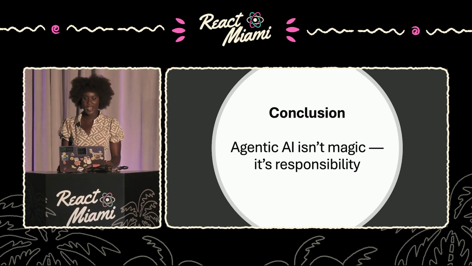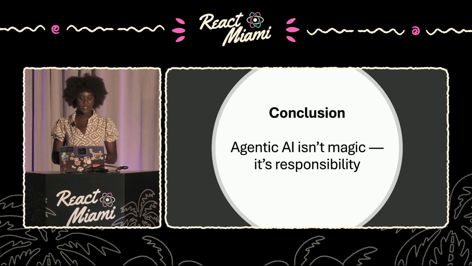Agentic AI isn't magic, it's responsibility. The more autonomy you give a system, the more design work you owe the user. Treat it like the software it is. As soon as we give systems autonomy, we take on responsibility for state, for UX, and for trust.